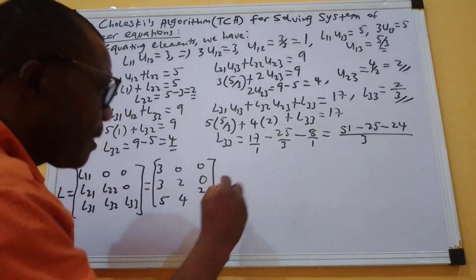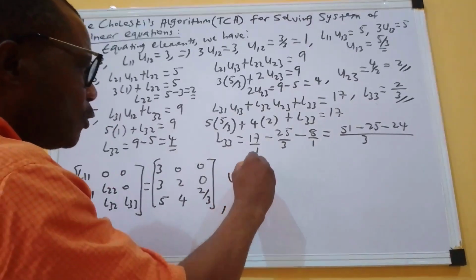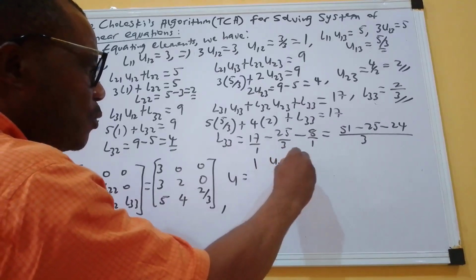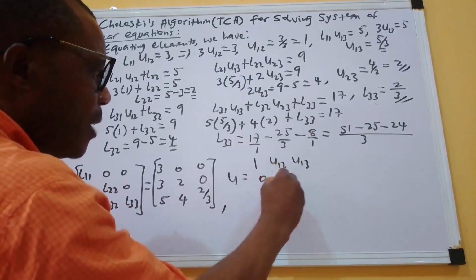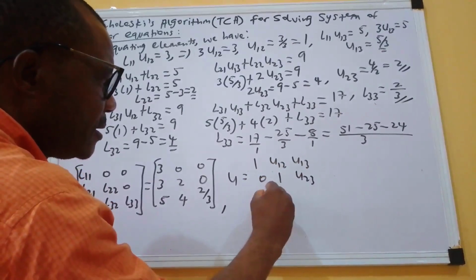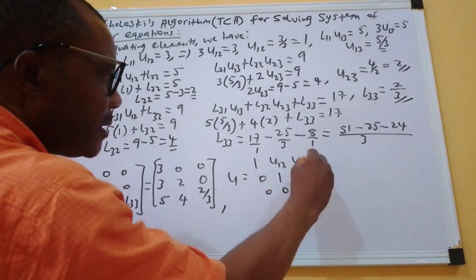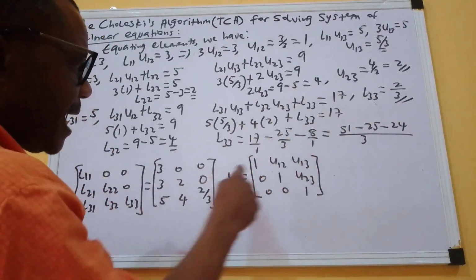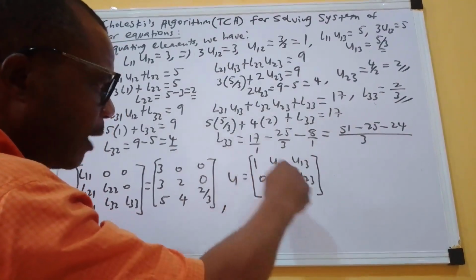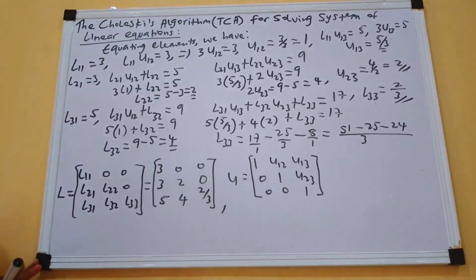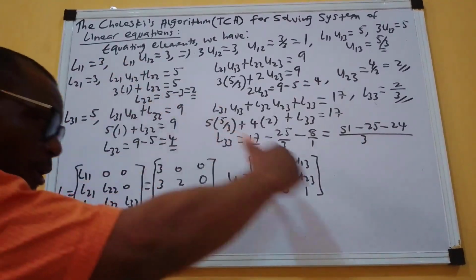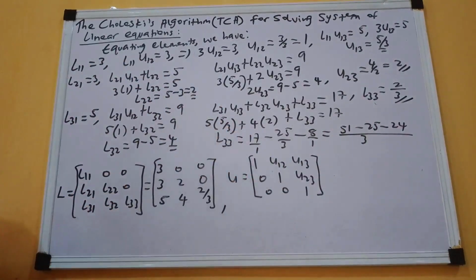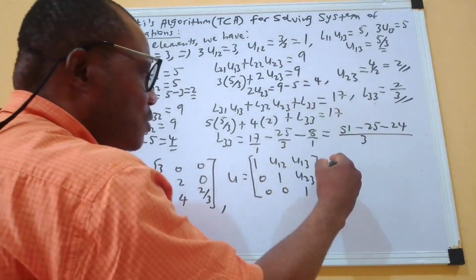Now remember, our U is equal to 1, U12, U13, 0, 1, U23, 0, 0, and 1. It's an upper diagonal matrix. Diagonal in the sense that the main diagonal element will be 1 all through. So if it is a 4x4 system, a 5x5 system, the main diagonal when you are writing out your U will be 1. Now let's go ahead and write the values for the U12, the U13.